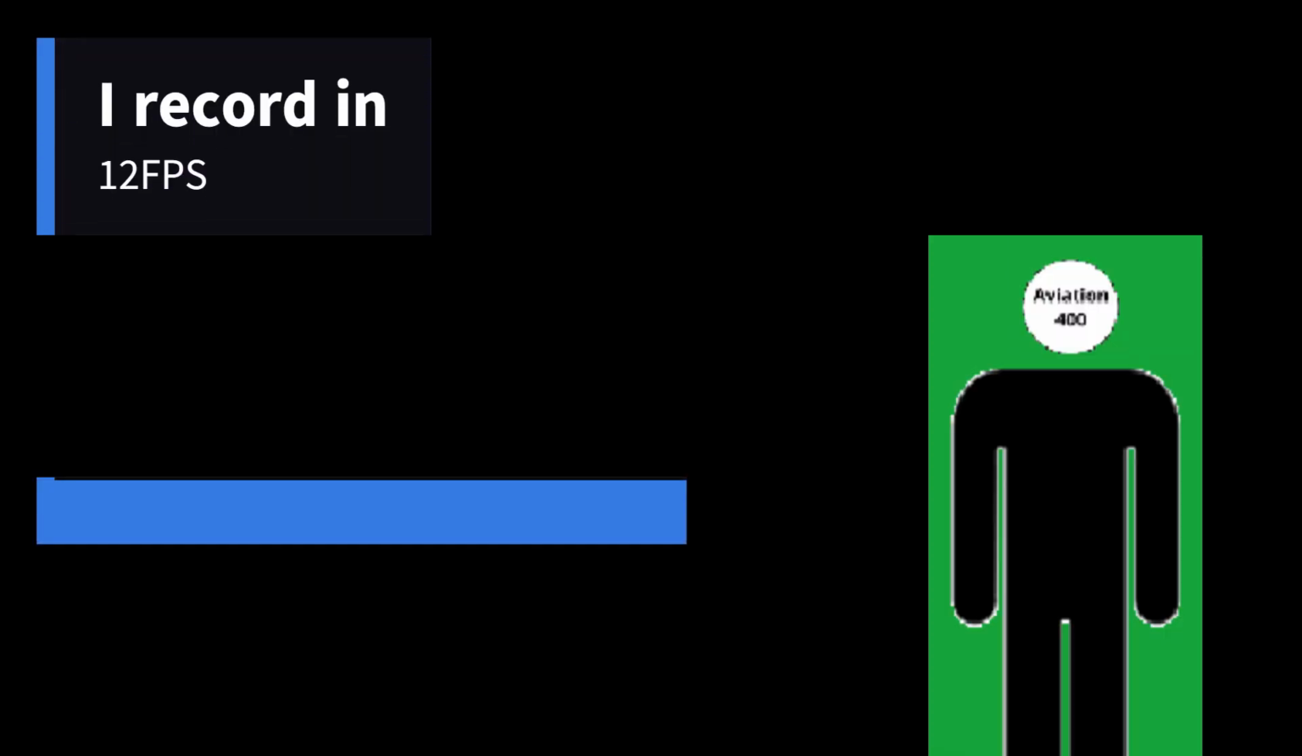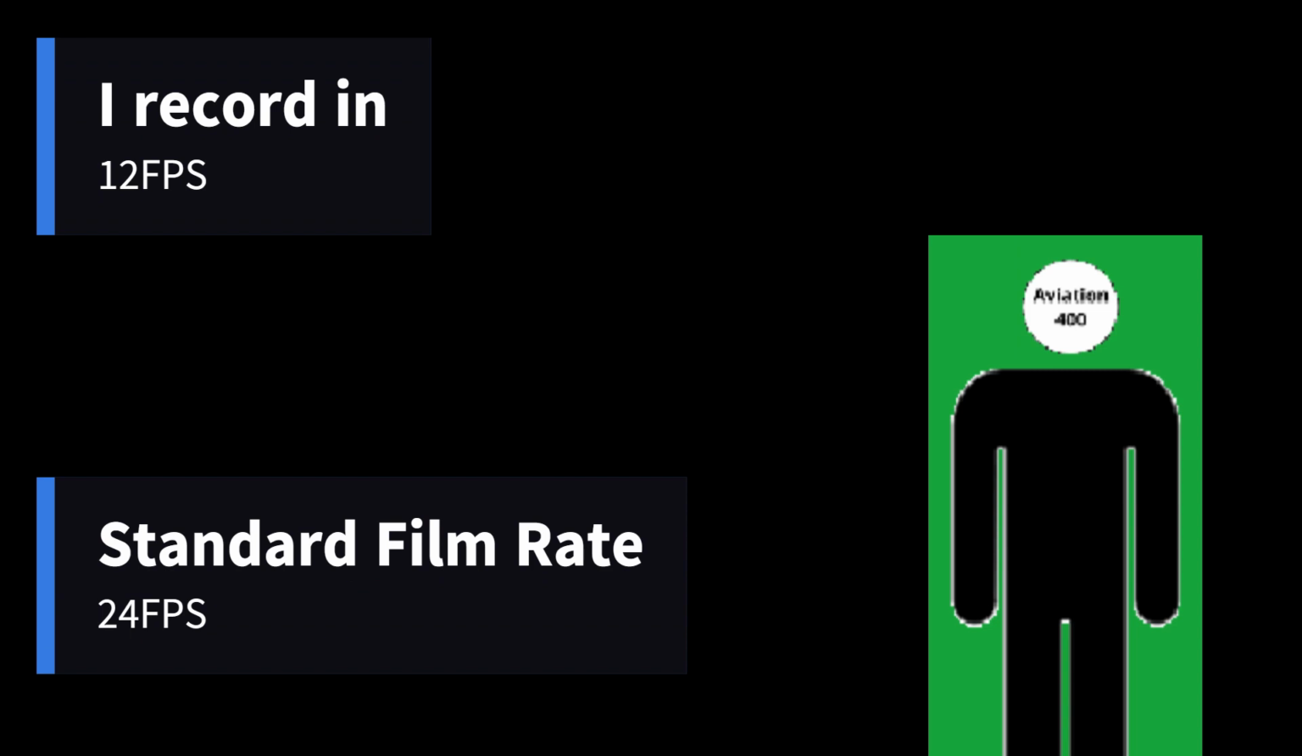On the topic of moving the subject, number 3 is move the subject according to your frame rate, as in, move the subject enough so that it doesn't look too fast where frames are visible, breaking the illusion, or too slow where the subject takes too long to move across the screen, creating a boring video. I normally record in 12 frames per second, or 12 FPS, which is half of the standard film rate, which is 24 frames per second.